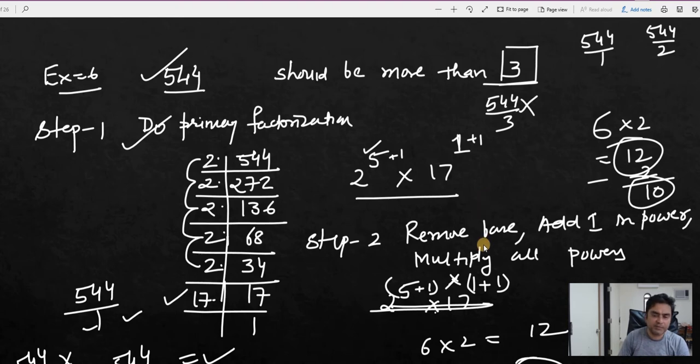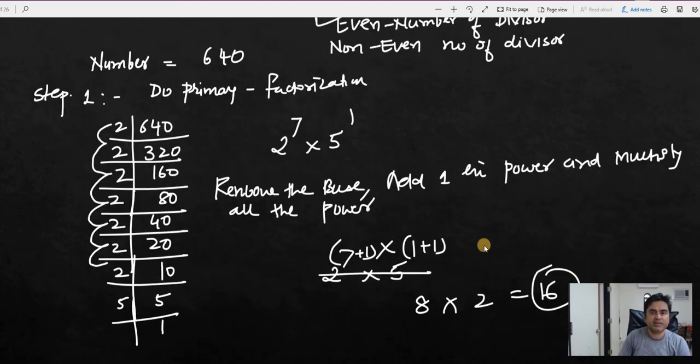Next, even number of divisors and uneven number of divisors. Let's say the number is 640. The first step, you have to do the prime factorization.